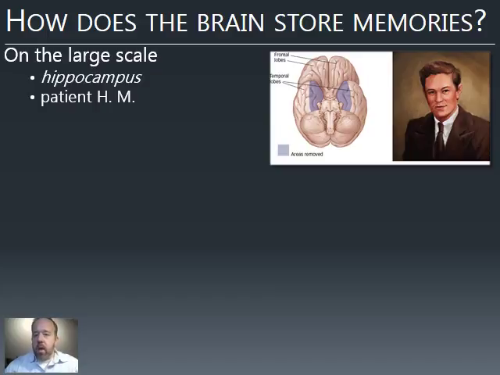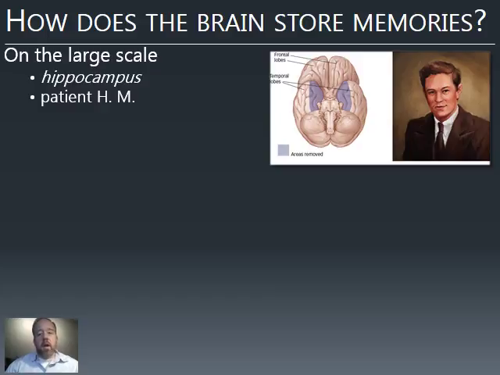And so he was not aware of the passage of time since the surgery. He didn't know anything that had happened in his life since the surgery. He didn't know whether his parents were still alive, for example. And he didn't know the people that had worked with him for years, studying his memory, trying to help him. And so he would have to be reintroduced to researchers that had worked with him for a very long time because he couldn't store those long-term memories.